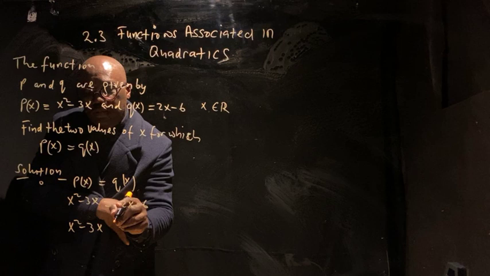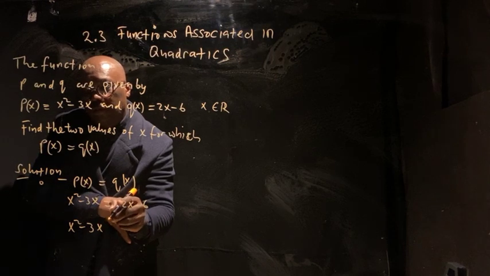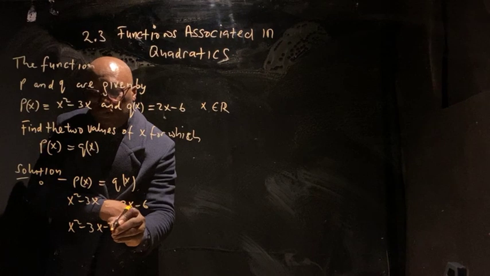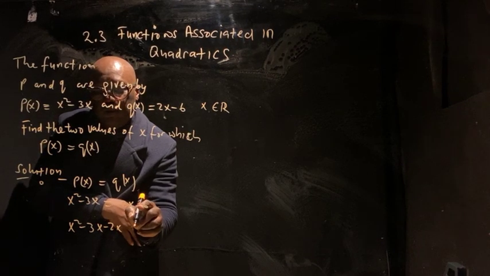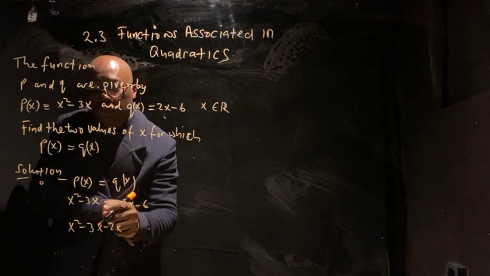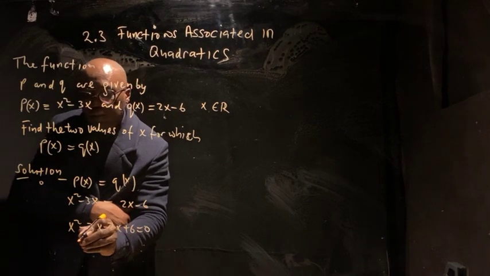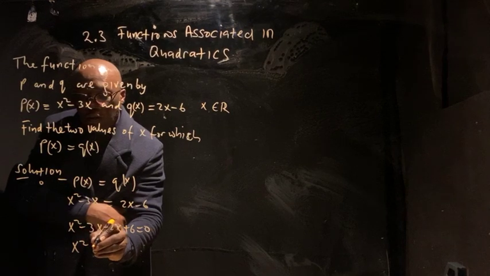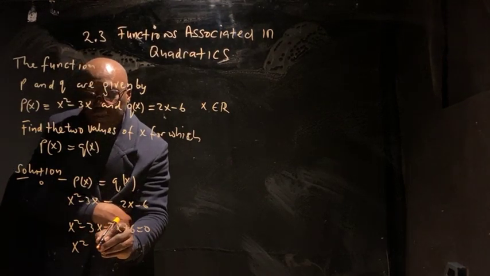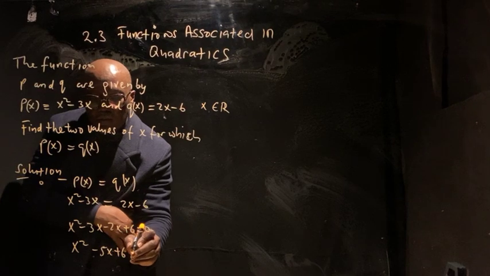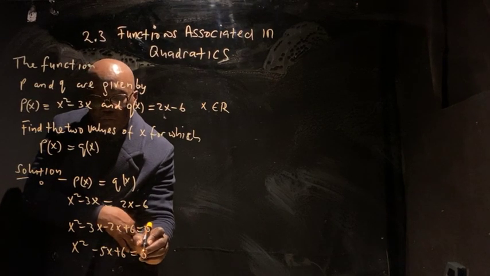It is positive here, and so when it crosses the border, it is going to become negative. So minus 2x. It is negative. The 6 here is negative. When it crosses the border, it is going to be positive, plus 6 equals 0. In that case, we have x squared minus 3x minus 2x, which is minus 5x, plus 6 equal to 0. Good.